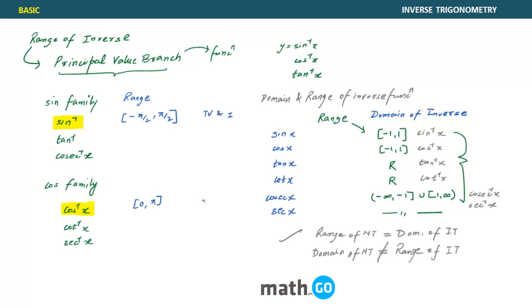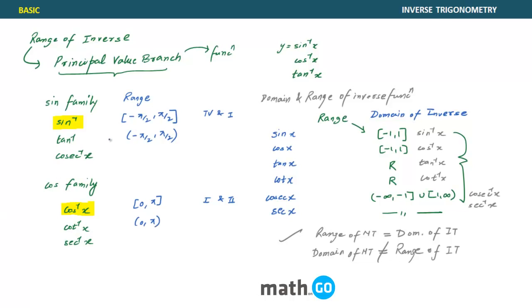So whatever answers you give will be among 0 to pi. Now if you want to find the answer for tan inverse, the same range applies, just change the bracket. The closed bracket will become an open bracket. Similarly for cot inverse x, it is the same stuff, just change the brackets.